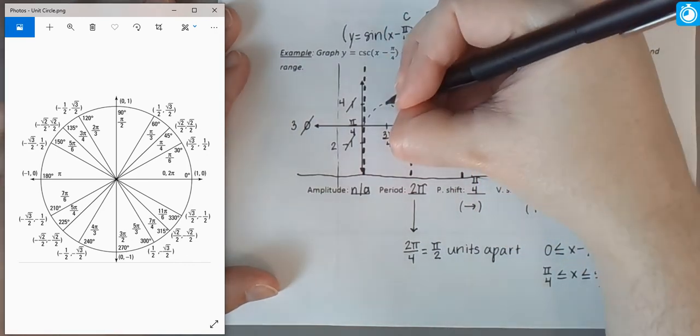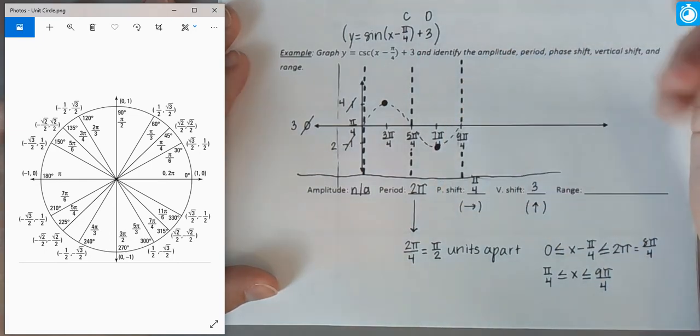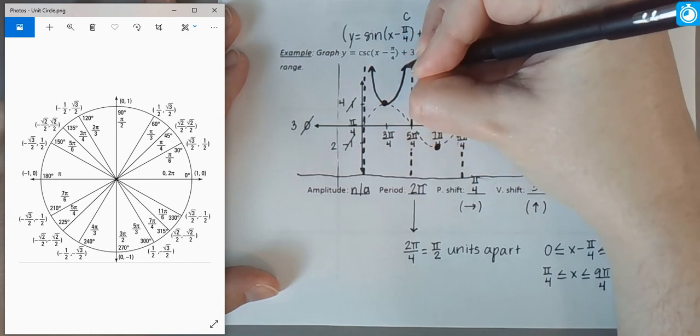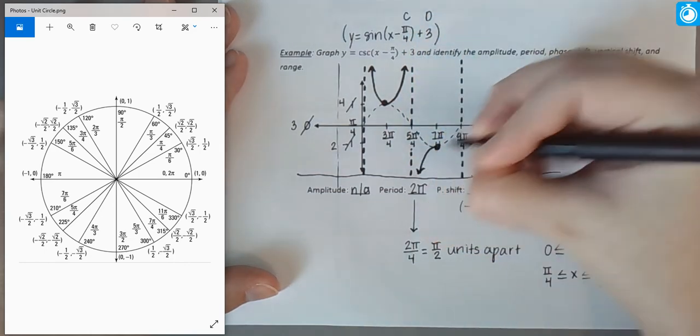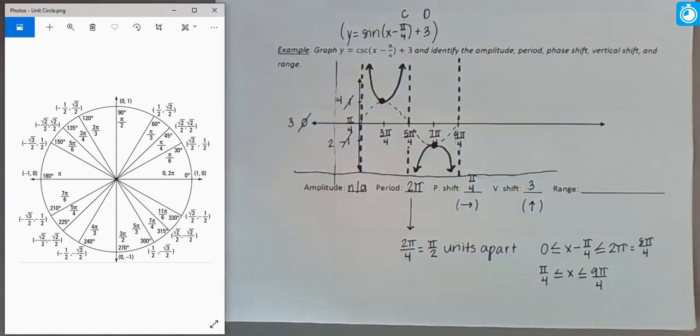Okay, and then we're going to graph our cosecant on the cusps of our sine. And that's going to be our cosecant. So now let's identify the range of our graph, keeping in mind, again, that dotted line for sine is not there. We're just looking at those branches representing the cosecant.